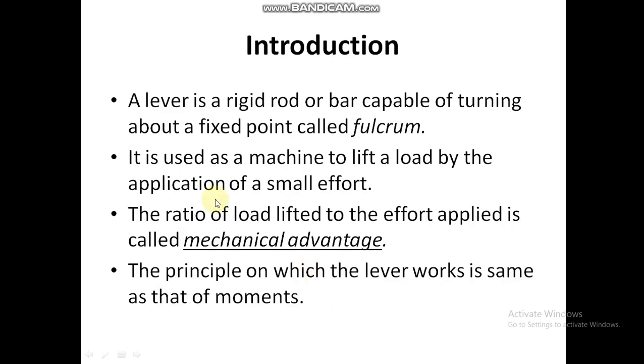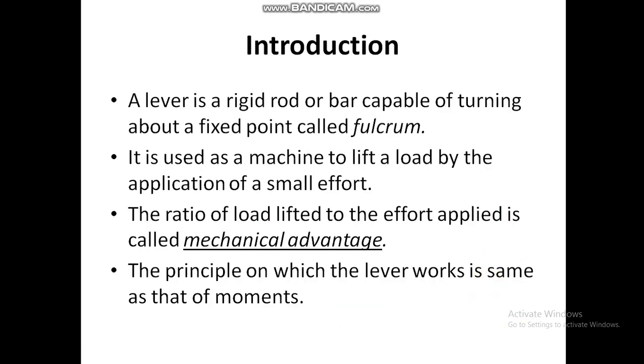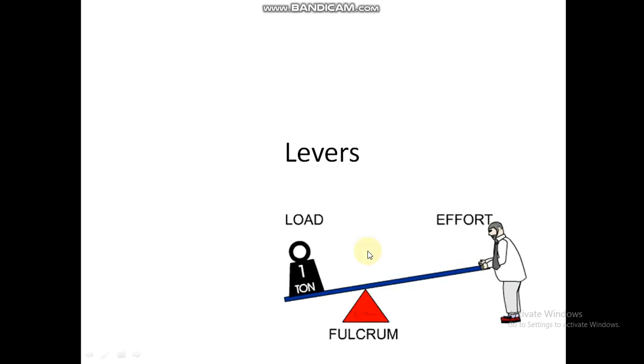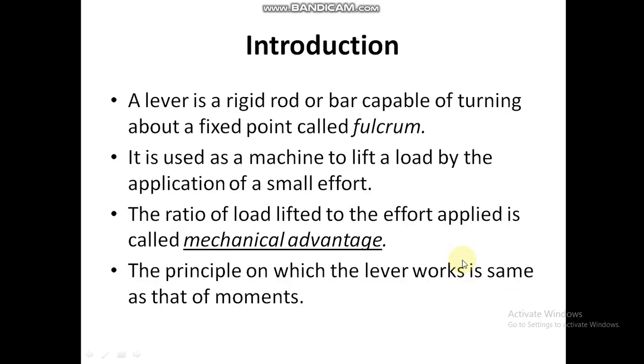It is used as a machine to lift a load by the application of small effort. As you can see in this diagram, there is a load of 1 ton which is easily lifted by a man by applying a small effort on one side of the lever. The ratio of the load lifted to the effort applied is called mechanical advantage. So how much load and how much effort, the ratio of these two is called mechanical advantage.